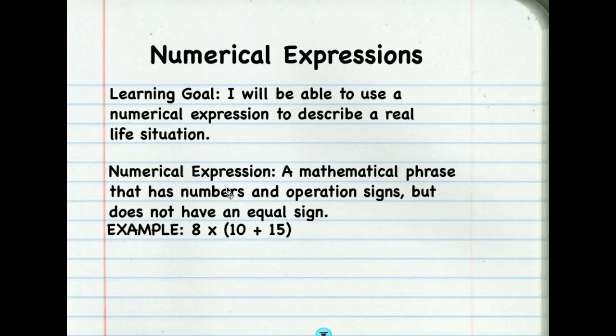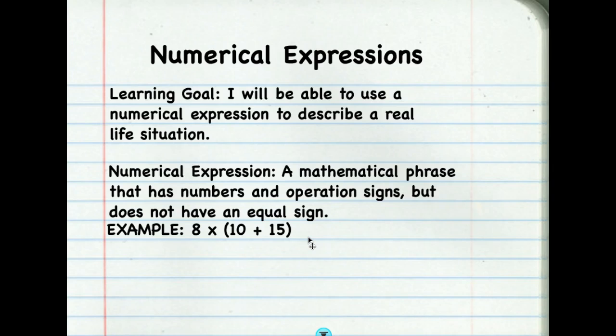Now, what exactly is a numerical expression? It's a mathematical phrase that has numbers and operation signs but does not have an equal sign. So this is an example of a numerical expression: 8 times 10 plus 15. Now as you can see here, I have numbers and I have symbols, but I don't have an equal sign. So it's basically like a math problem without an equal sign, without having to solve it.